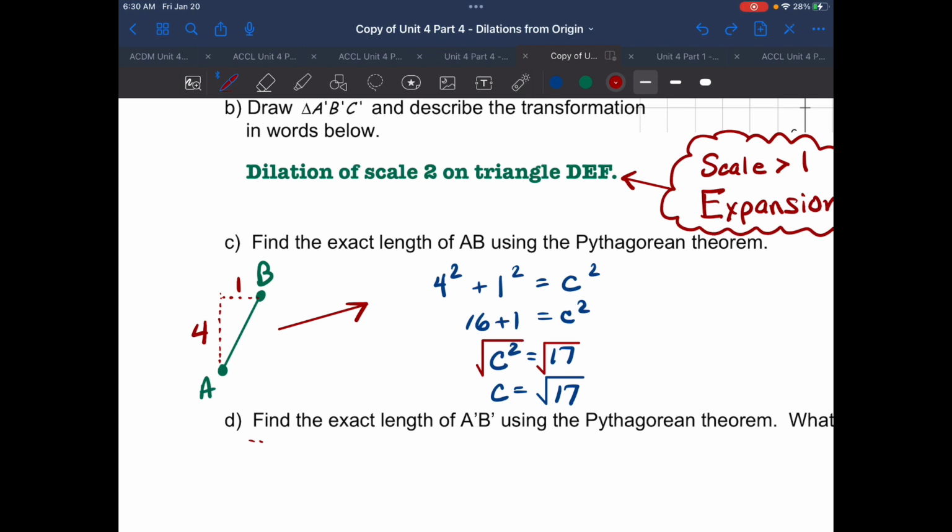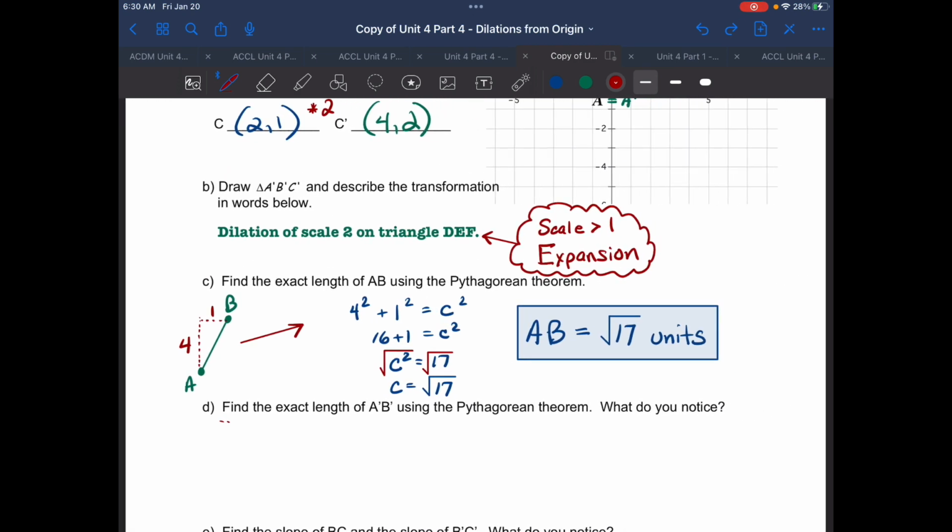Now, we're going to leave our answers in exact form here, right? No decimals. And we end up getting, and I'd like you to write it this particular way, AB is equal to radical 17 units long. All right? Next question, part D. Find the exact length of A prime, B prime. So now this is the image of what we just looked at.